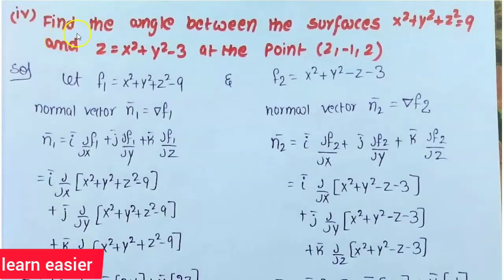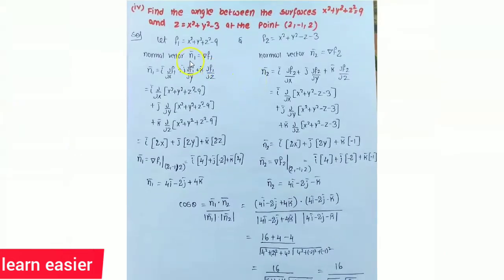Let's start the fourth problem, that is, find the angle between the surfaces x square plus y square plus z square equal to 9 and z equals x square plus y square minus 3 at the point 2 comma minus 1 comma 2. So here we have to find the angle between two functions at a single point. But in the earlier problem we found the angle of a function at different points. Here we have two functions at a single point. So let's start the solution.